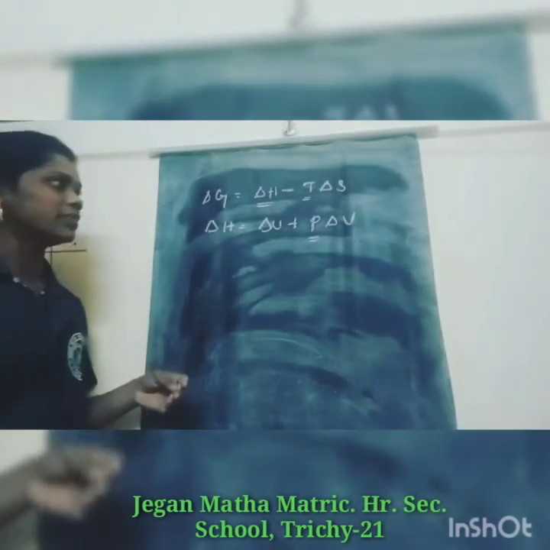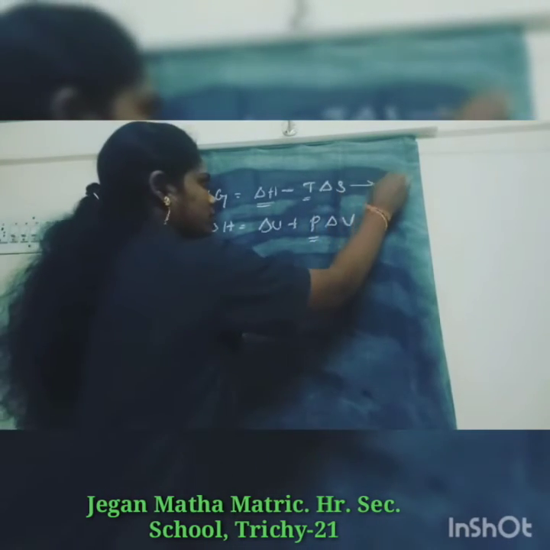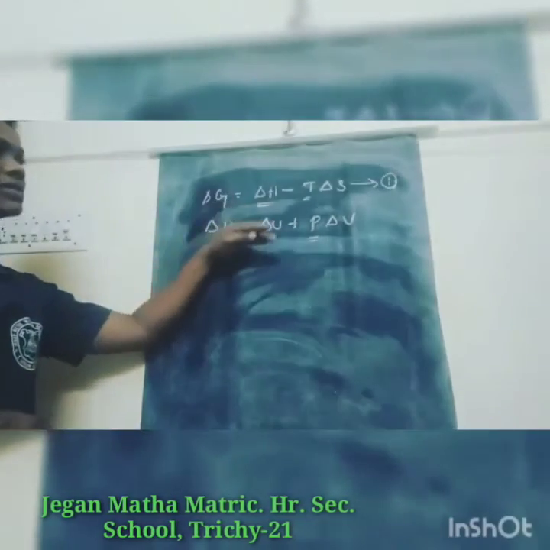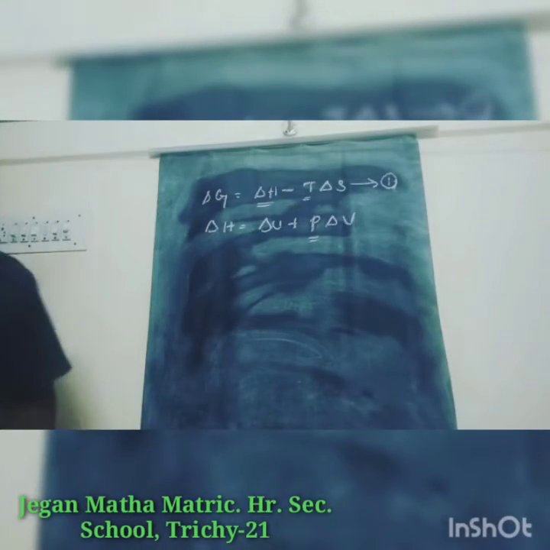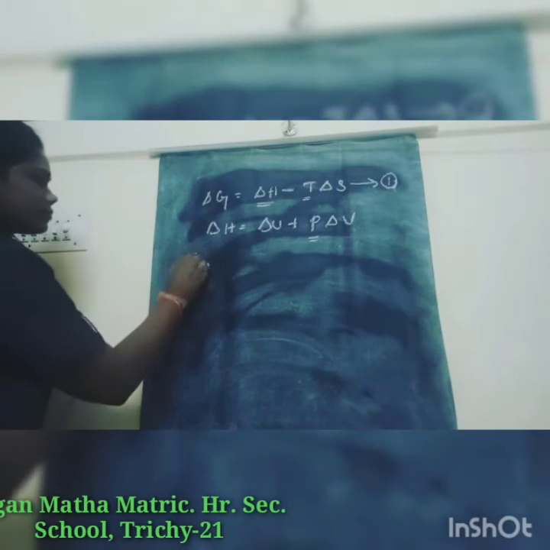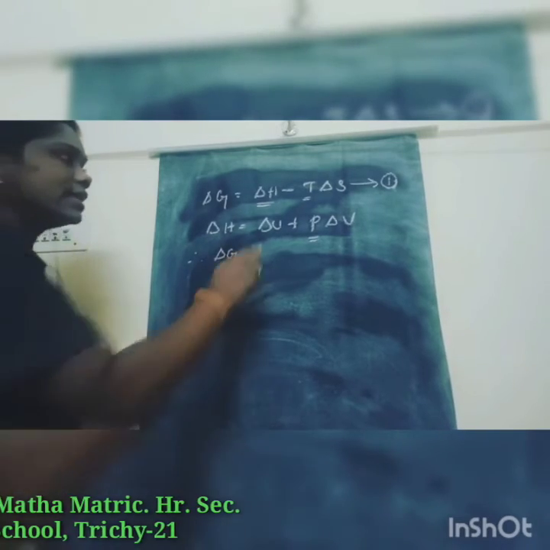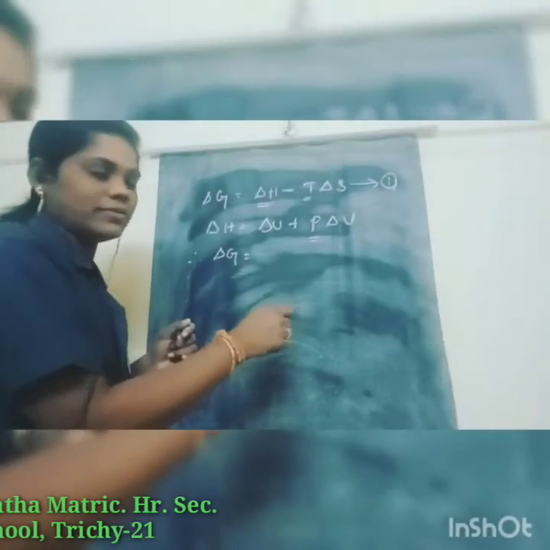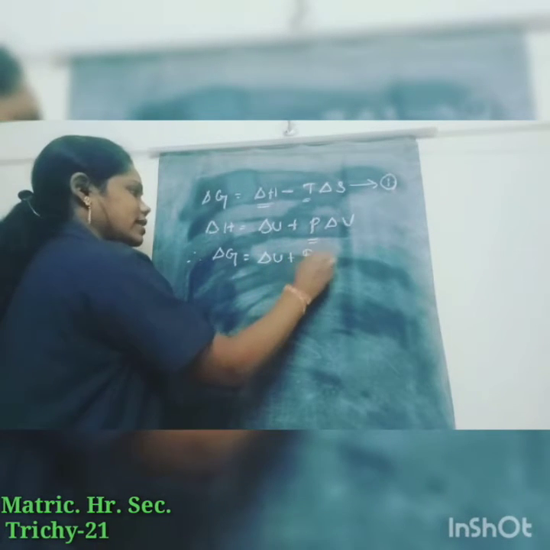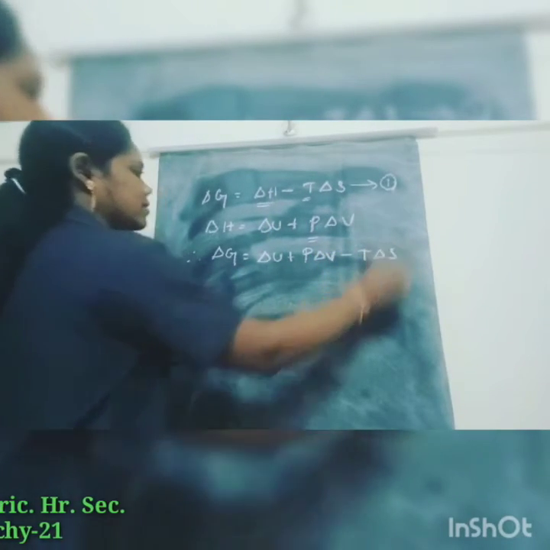Then next, apply this in equation 1. I take this equation as 1. Here you know the del H value, so the del H value is applied in equation number 1. Therefore, del G is equal to del H, that is del U plus P del V, and what is remaining here? Minus T del S.